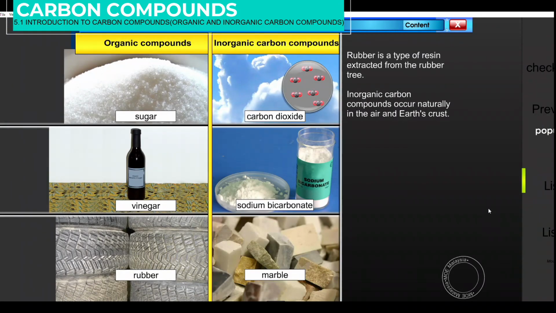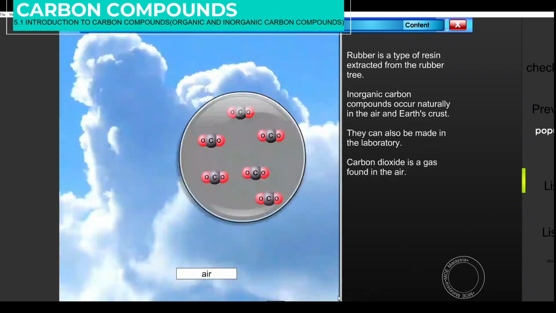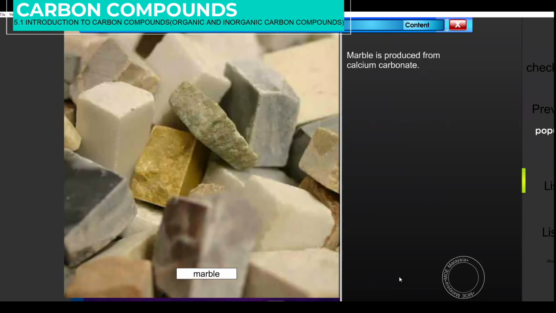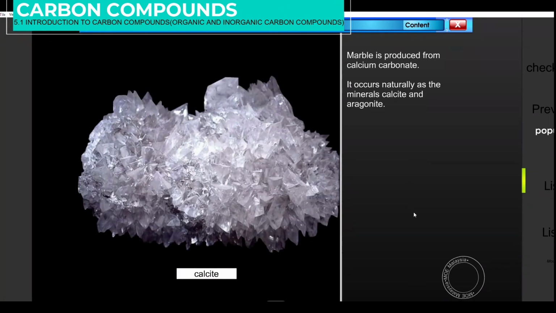Inorganic carbon compounds occur naturally in the air and Earth's crust. They can also be made in the laboratory. Carbon dioxide is a gas found in the air. It contains the non-metallic elements of carbon and oxygen. Marble is produced from calcium carbonate. It occurs naturally as the minerals calcite and aragonite.